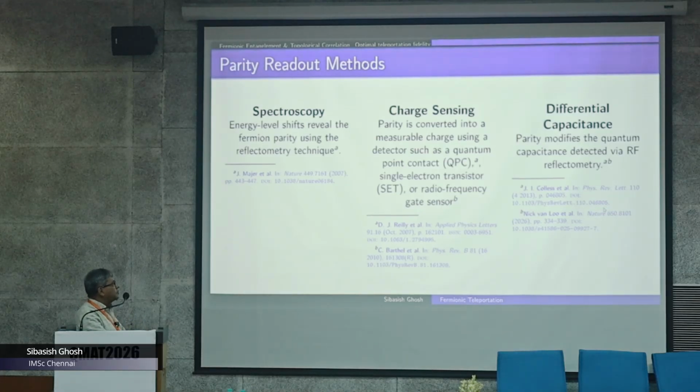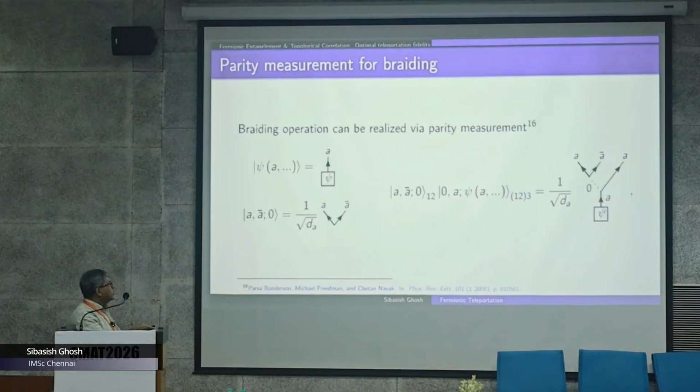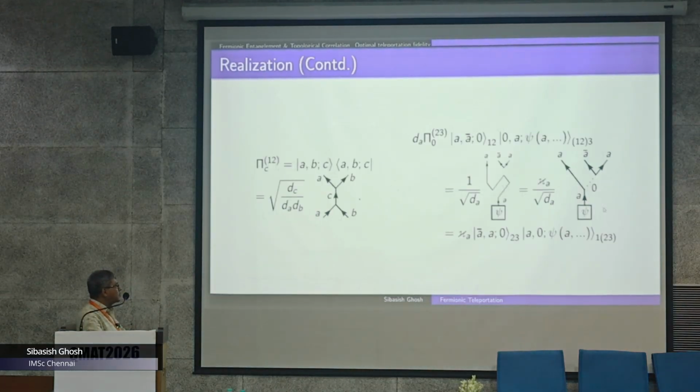Okay, good. So this measurement for the braiding can be achieved through different means like spectroscopy, charge sensing, differential capacitance, etc. And people have done this. I will not go through these details because this will take more time. This tells you how braiding is achieved in the case of the Majorana zero mode. So let me skip this part.